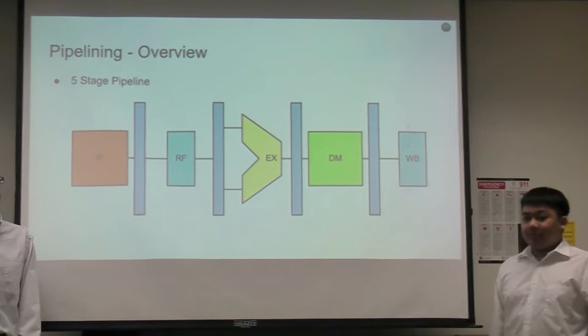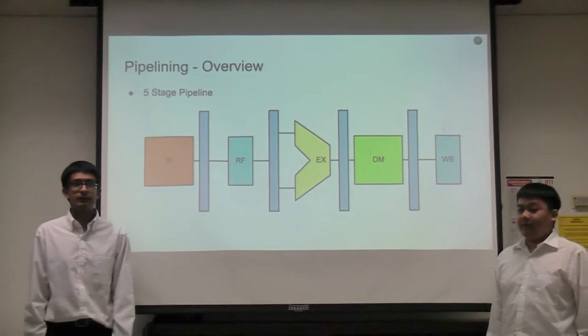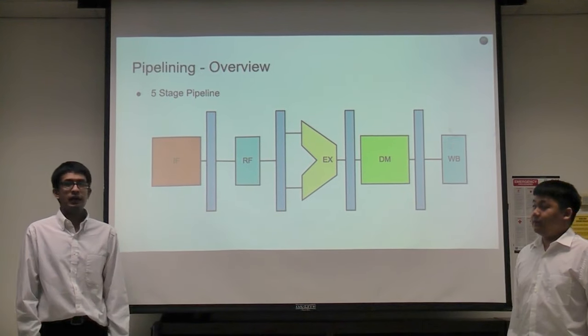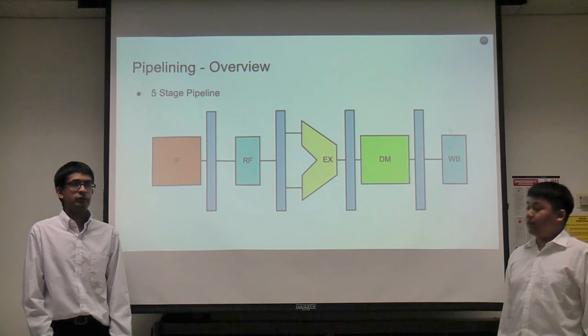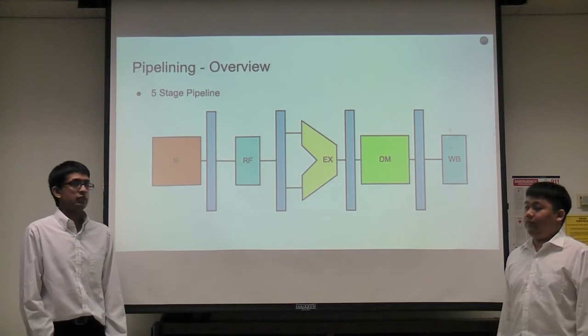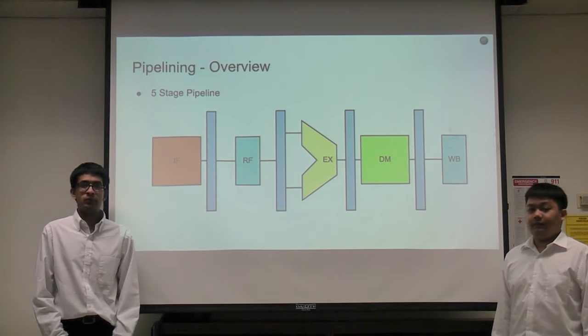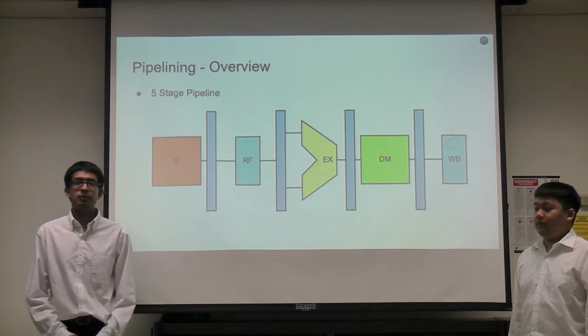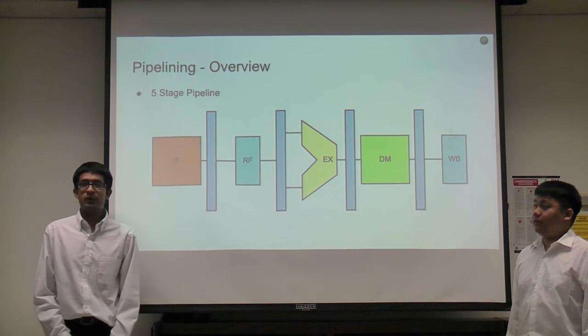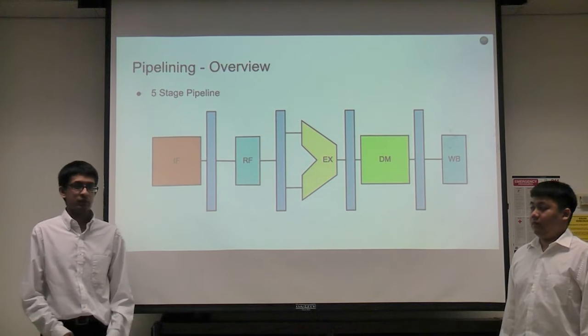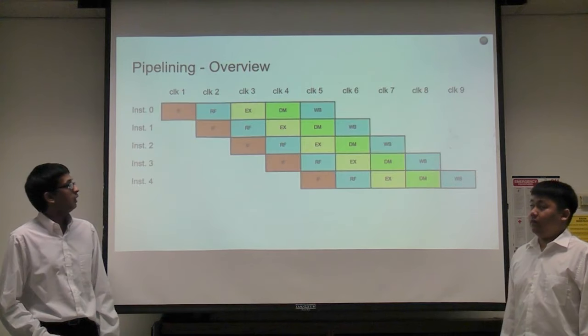So our major enhancement is pipelining. We have a 5-stage pipeline. The stages are IF, which is the instruction fetch, RF, which is where the decoding is done, EX, which is execute, DM, which is where the data or the memory access is done, and write back, which is where you write back to the register file.